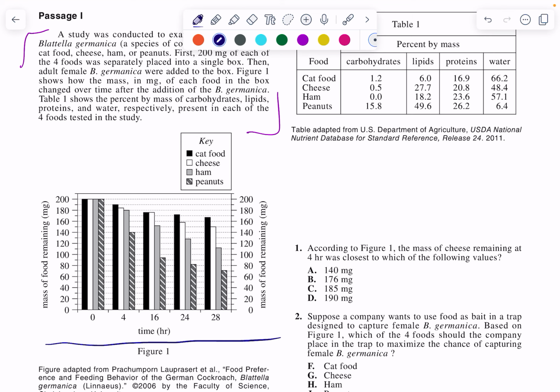For instance, looking just at this graph here, they could ask, which type of food has the biggest drop between 16 and 24 hours? And you could compare the differences between them. They could ask, which food reached the 160 mark first? And you would say, oh, that's peanuts. It dropped below 160 before any of the other ones. They could ask at which hour was the most food eaten. They could ask so many things.